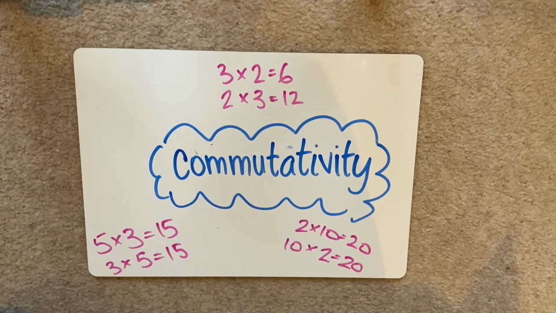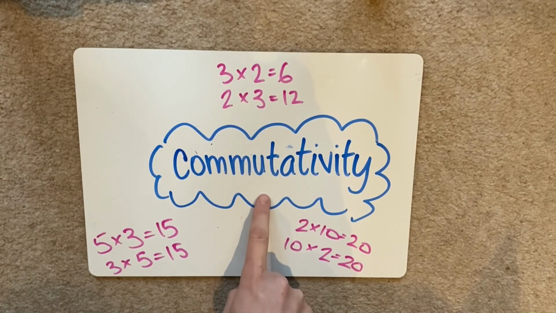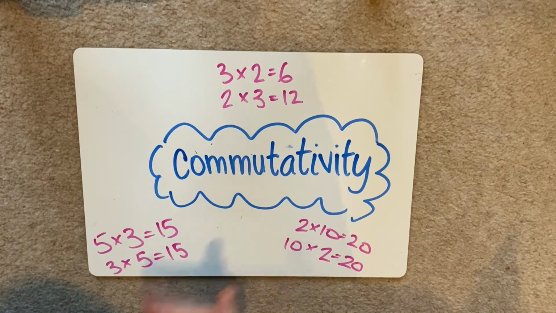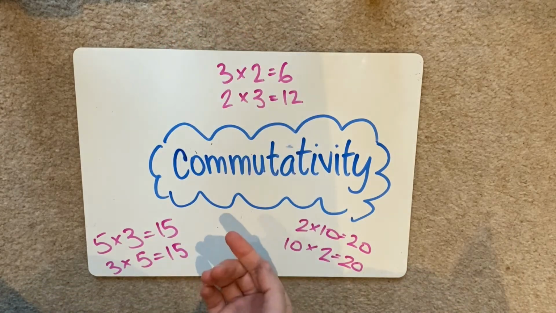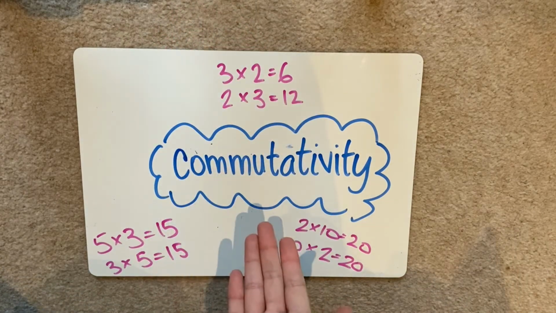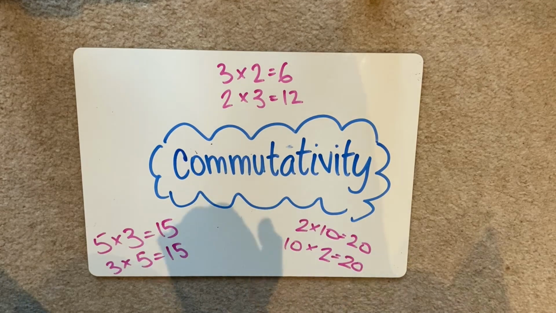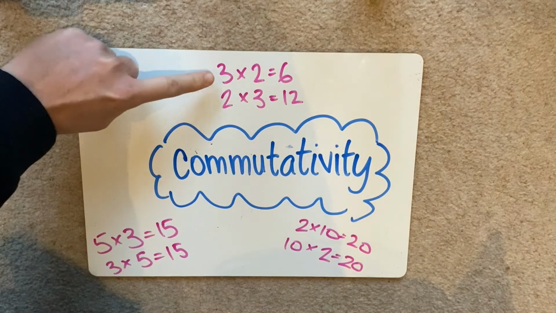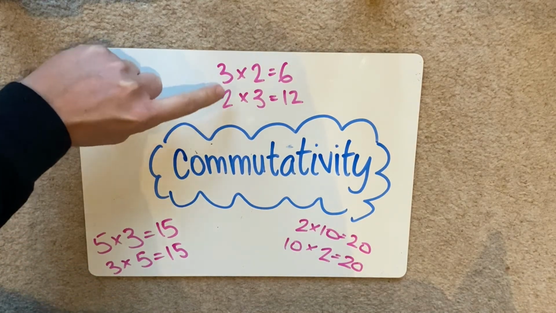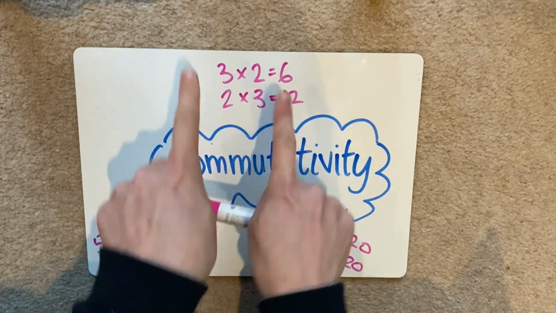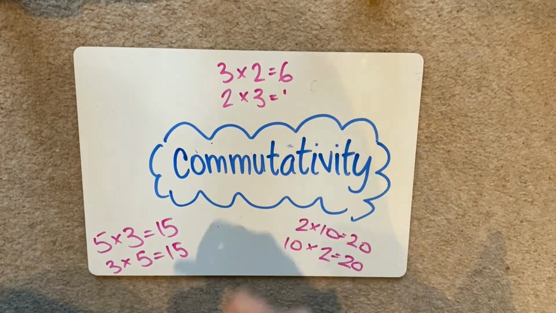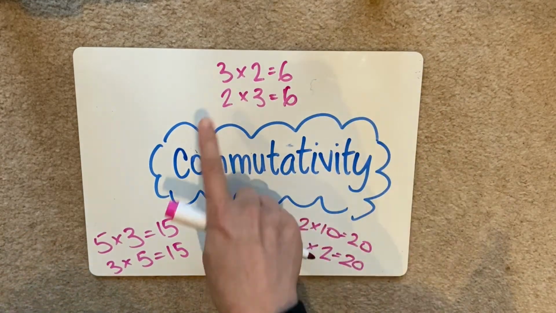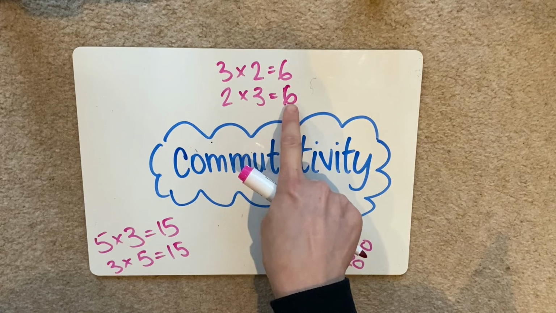This is all called commutativity. Commutativity. So I say, you say, okay? Commutativity. Commutativity. Commutativity is where you have multiplication number sentences where you swap the numbers. Oops, that is not correct. Sorry, guys. Where you swap the numbers and it gives you the same answer.